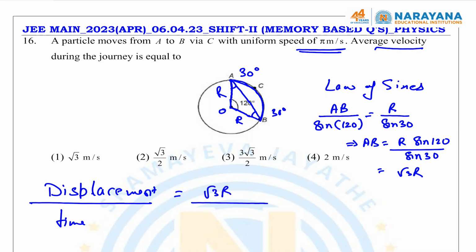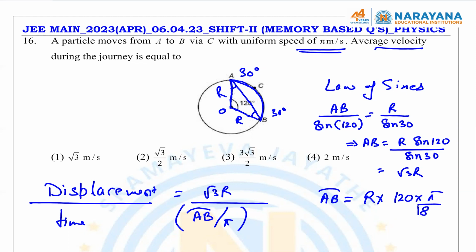Now how to find the time? To find the time, I need to take the arc length AB and I need to divide it by speed. Speed is pi. And the arc length AB will be radius into the angle. Angle is 120 degree. We need to convert it into radians. So this is 2 pi by 3. So 2 pi r by 3.